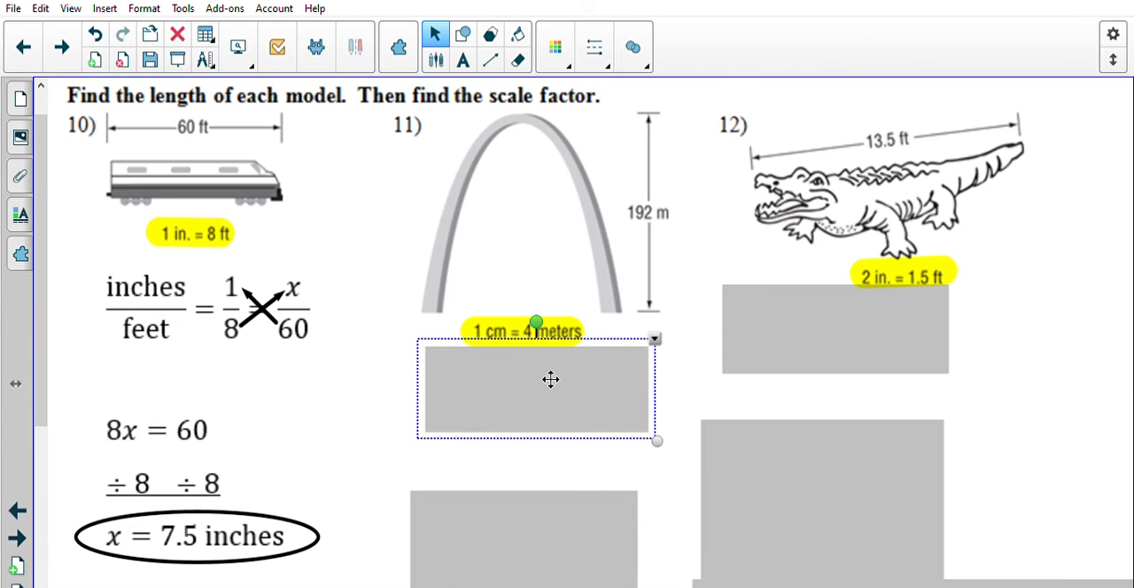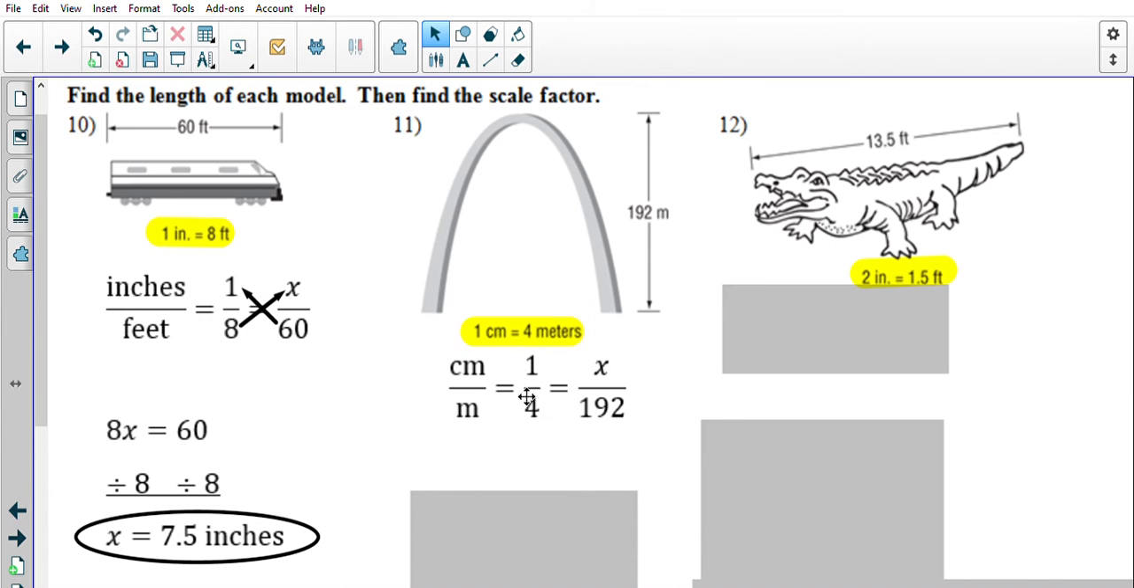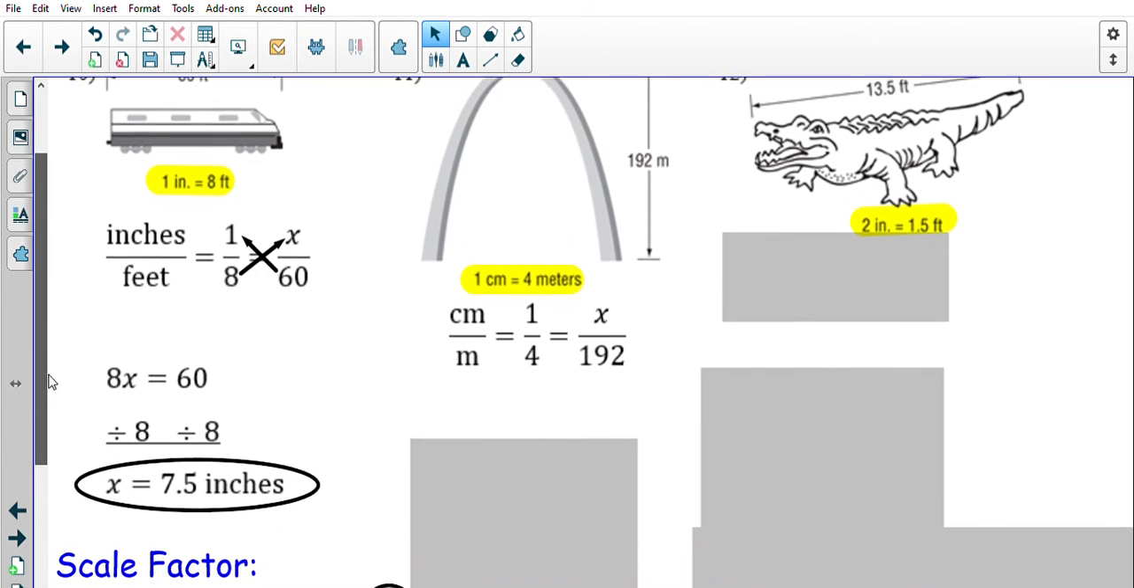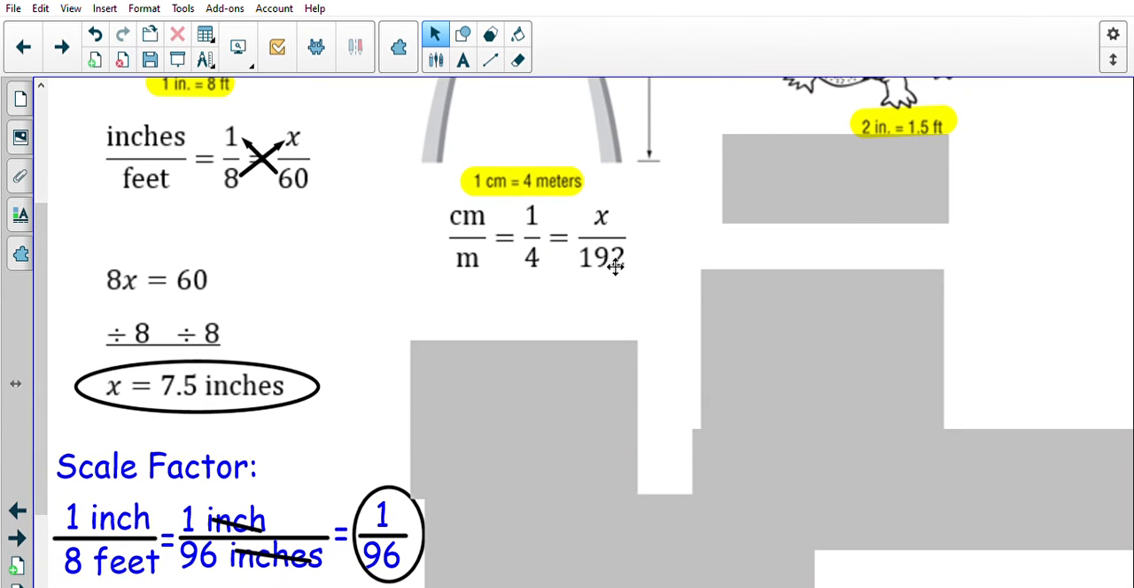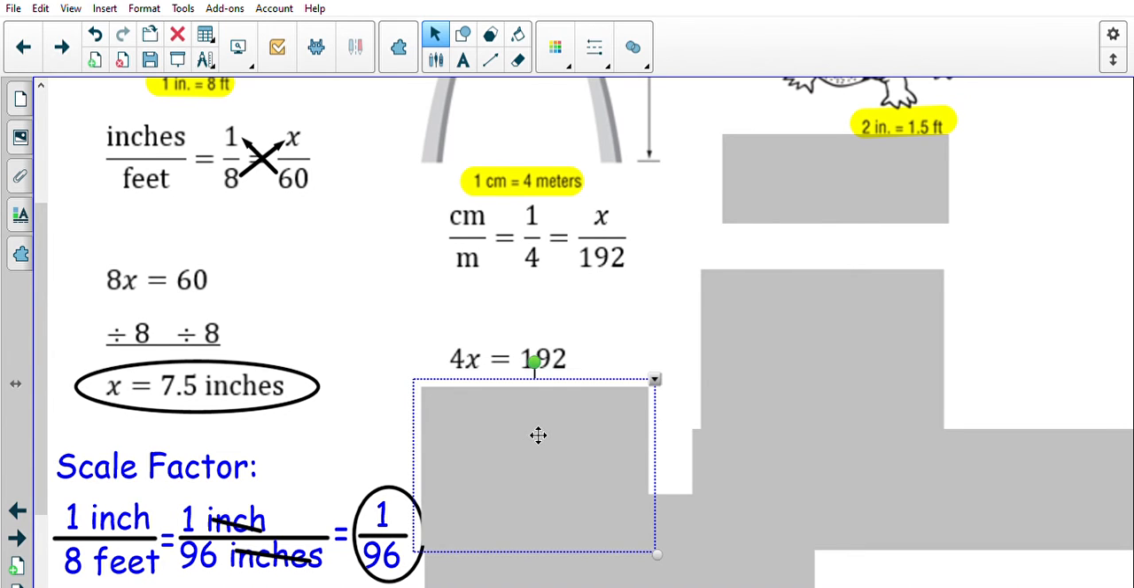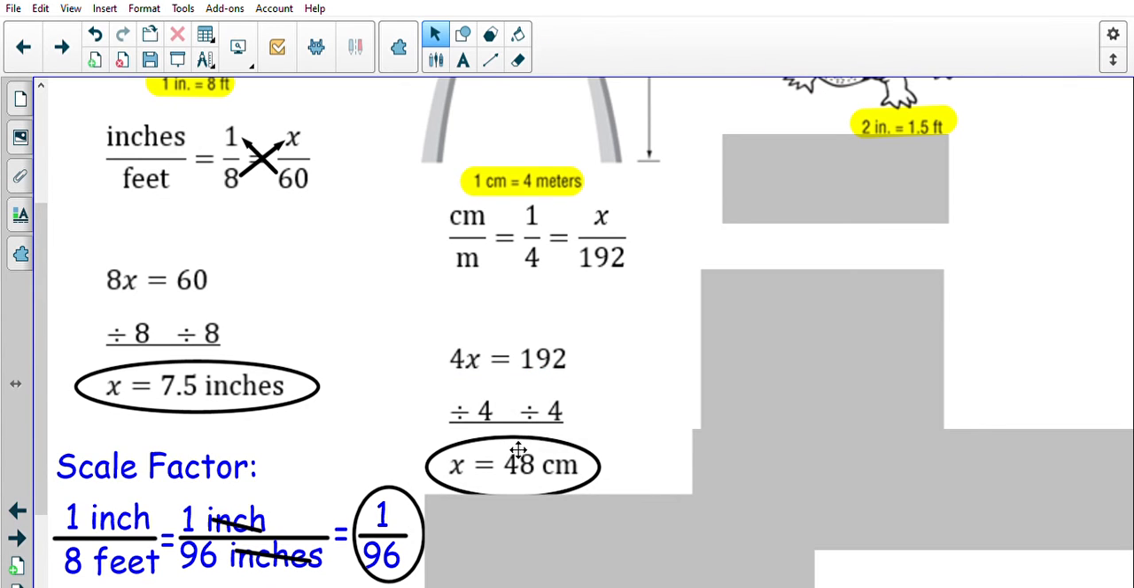So I set up a proportion, centimeters to meters. 1 centimeter on the model represents 4 meters in real life. We want to figure out how many centimeters our model of this arch is. We know it's 192 meters in real life. So cross multiply. 4 times x is 4x. 192 times 1 is 192. Divide both sides by 4. And our model is going to be 48 centimeters tall.